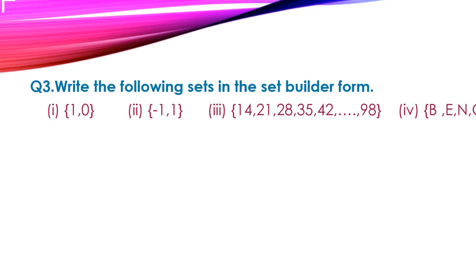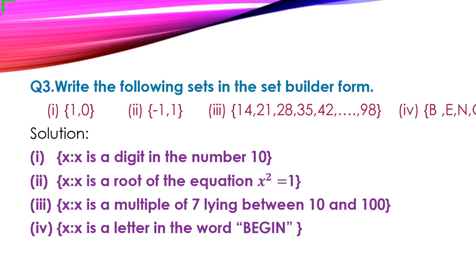So these are the questions. First is 1 comma 0, second is minus 1 comma 1, then the set containing 14, 21, 28, 35, 42, dot dot dot, 98, and the fourth one is BENGI. These are the questions. Now the solution part. So first one, 1 comma 0. What have I written in the solution? X such that x is a digit in the number 10.